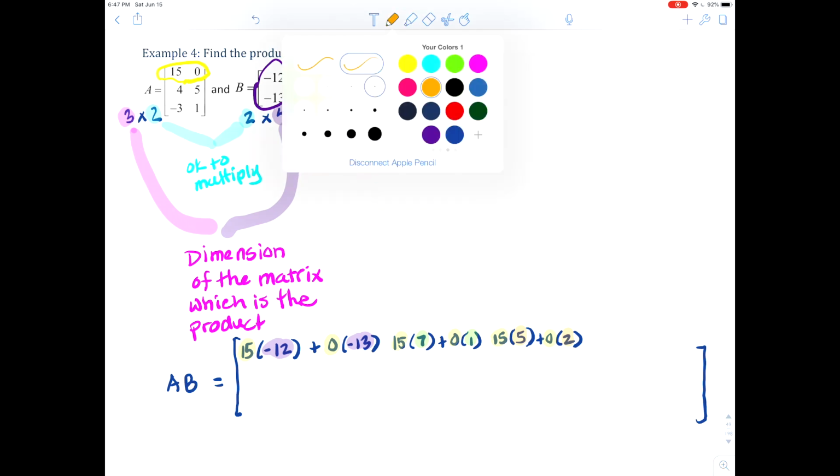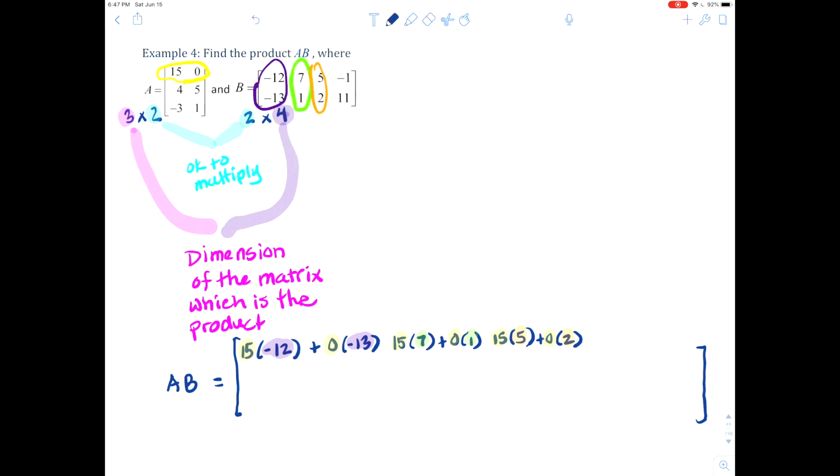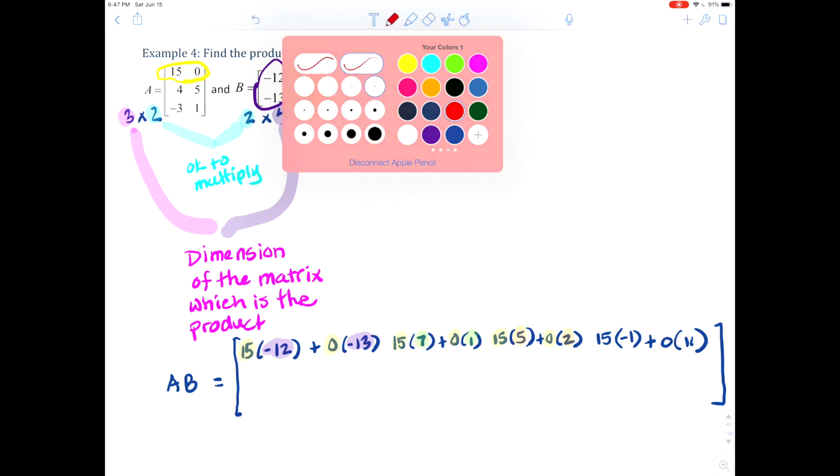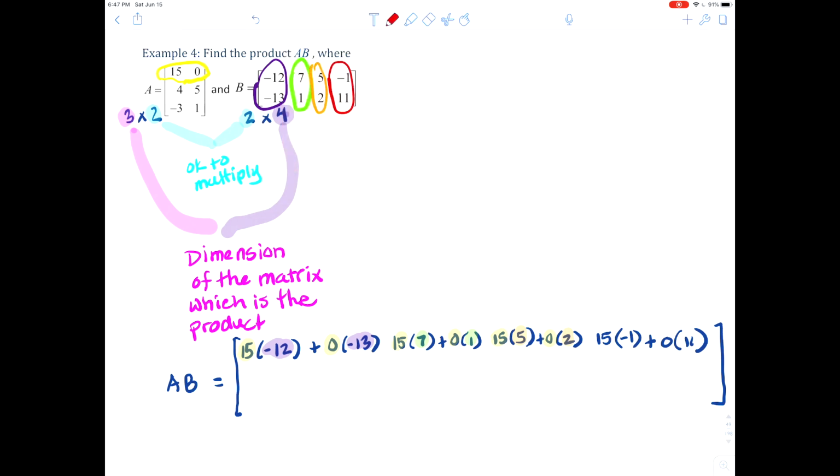And lastly, the entries in the first row of that resulting matrix are going to be what? Beautiful. We'll have 15 times -1 plus 0 times 11. Cool, cool? All right, so this row, I'll do in more of a red.